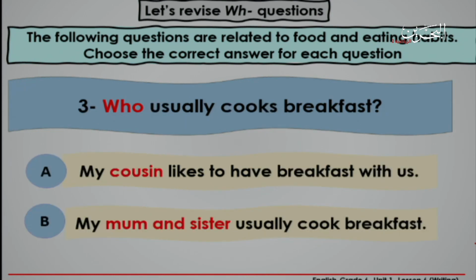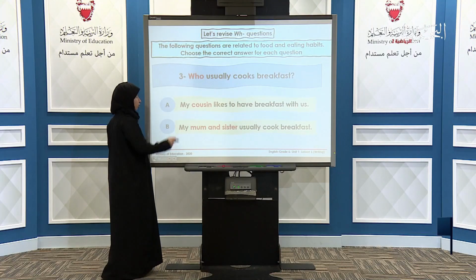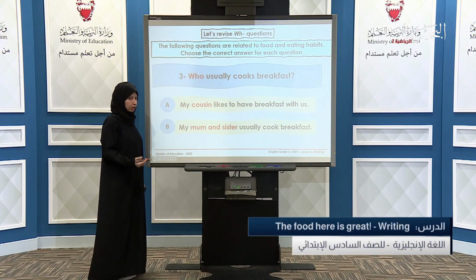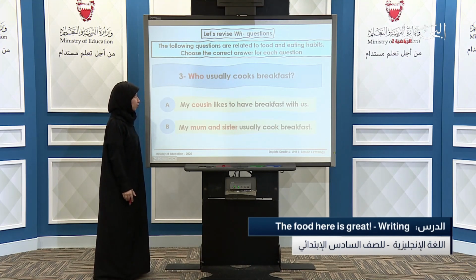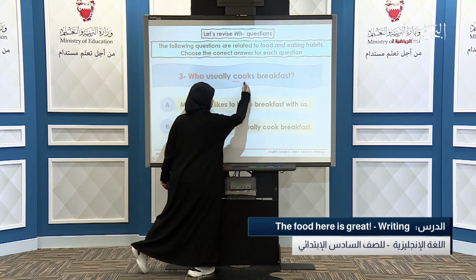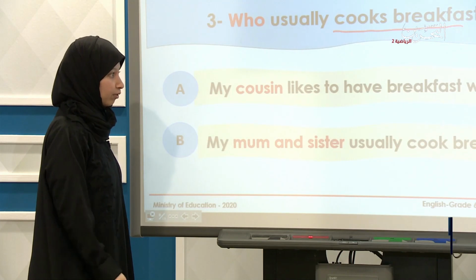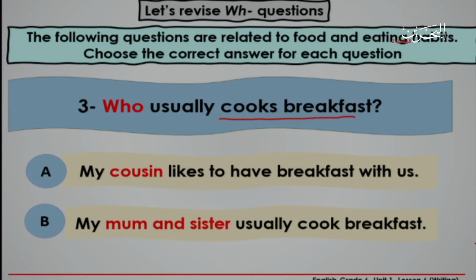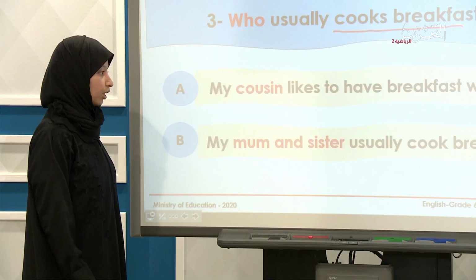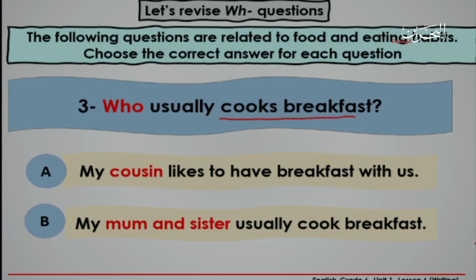We move on. Here we have got who. When we use this question word, the answer should contain a person. Who usually cooks breakfast? The verb here is cooks breakfast. My cousin likes to have a breakfast with us, or my mom and sister usually cook breakfast. Remember that cook breakfast is the verb we're talking about. So the best answer is B.